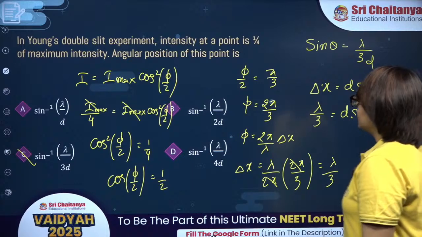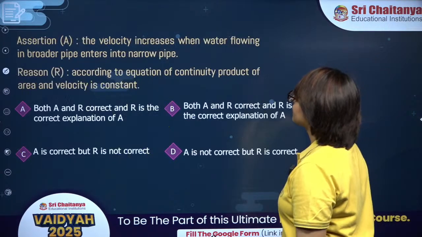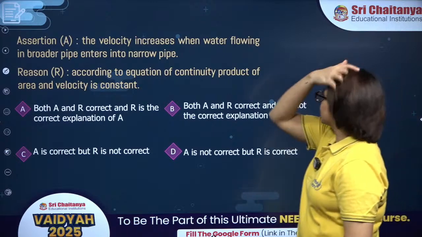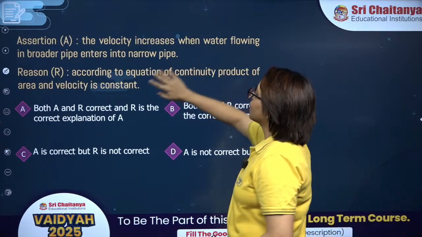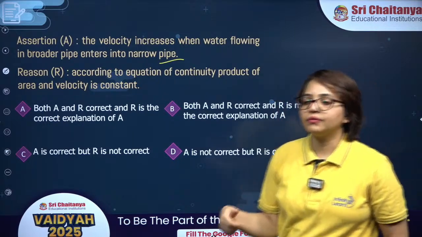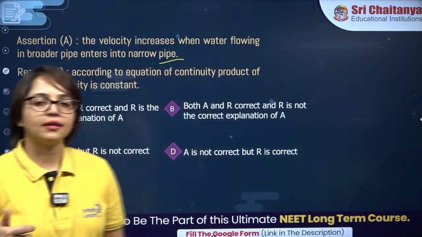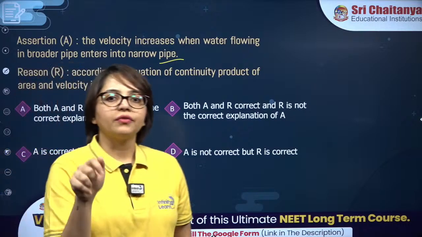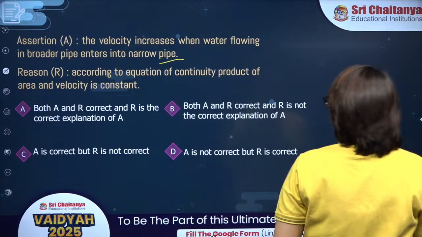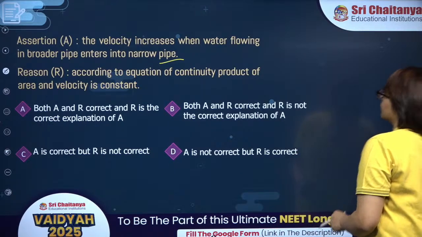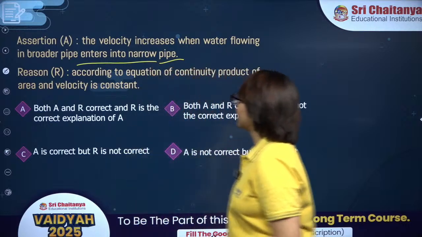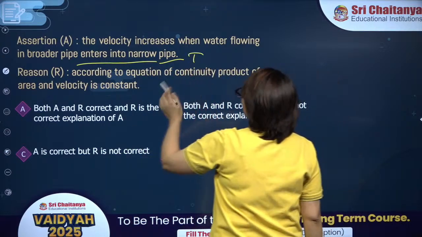Alright, let's move on to the next one. We have an assertion reason type question now. The assertion is that the velocity increases when the water flowing in a broader pipe enters into a narrow pipe. Yes, that is true. When you are watering your plants and then suddenly you compress the opening of the pipe, the water comes out with higher velocity, right? So the velocity of the water increases when it enters the narrow pipe. Yes, it is true. Why is it true?